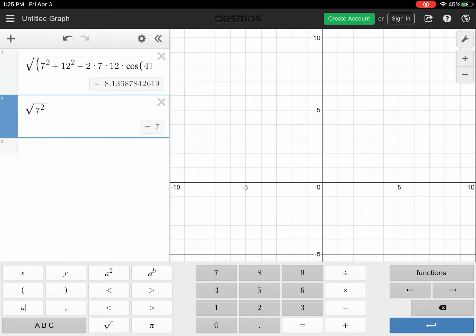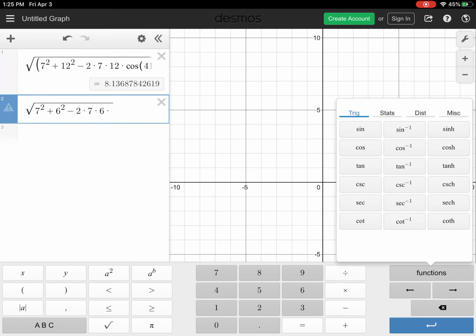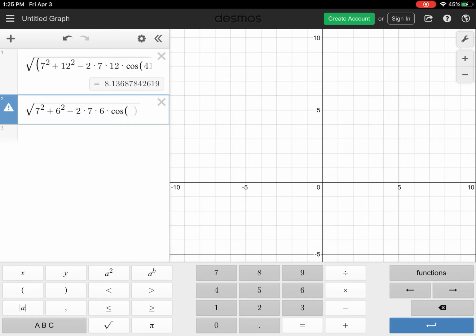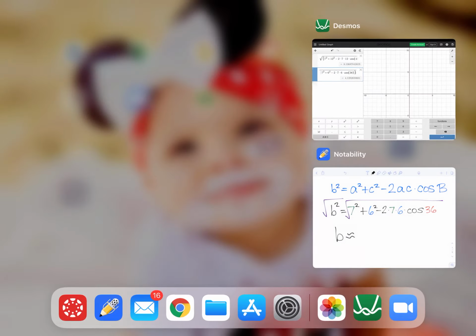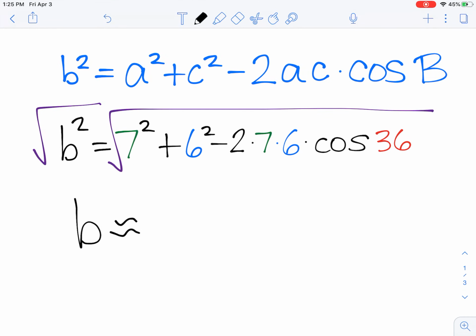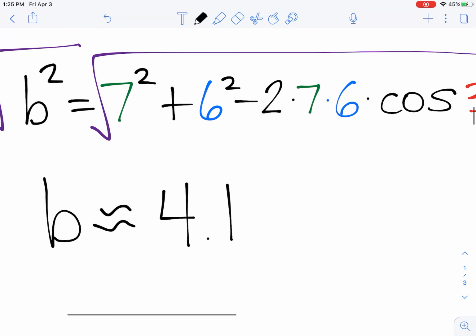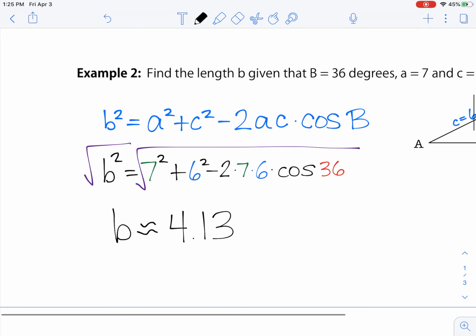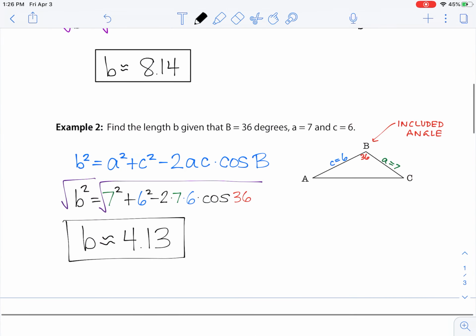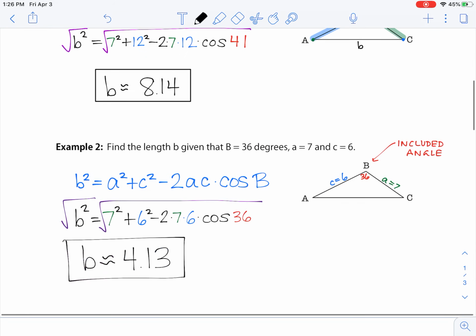So we have the square root of 7 squared plus 6 squared minus 2 times 7 times 6 times the cosine of 36. And we should get that the side length is 4.13. And that ends using the law of cosines to assist us with finding a missing side.